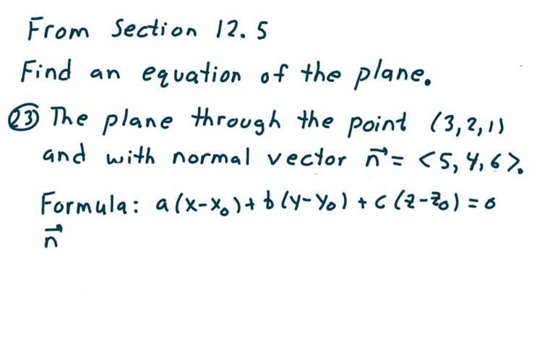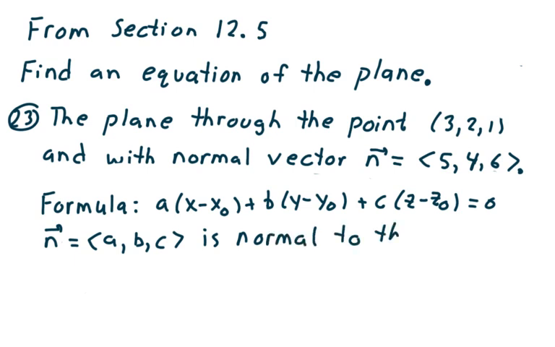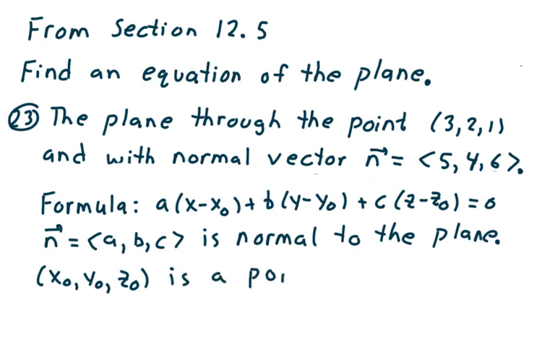Now, n, which is equal to (a, b, c), is normal to the plane. And the point (x naught, y naught, z naught) is a point on the plane. Now, for problem 23, we have all of that, right?